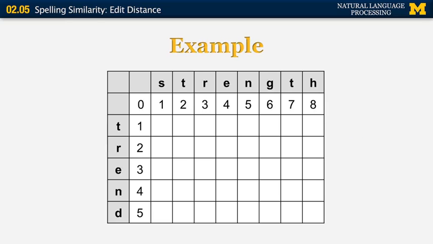Now let's look at an example. I picked two words, trend and strength. And I want to show you how the Levenstein method is going to compute the similarity between the two. So the way that it works is that you have to create a two-dimensional chart and then have 4 empty boxes in the upper left corner.